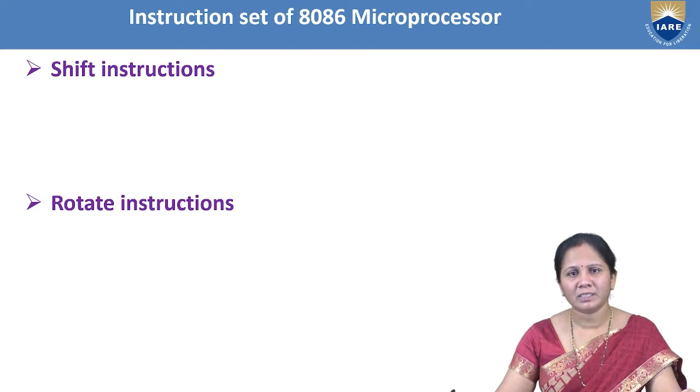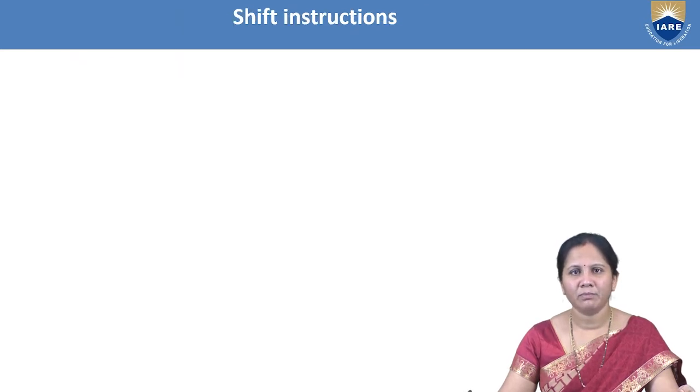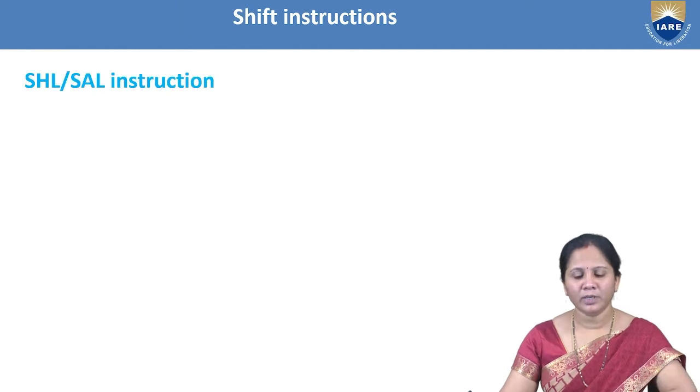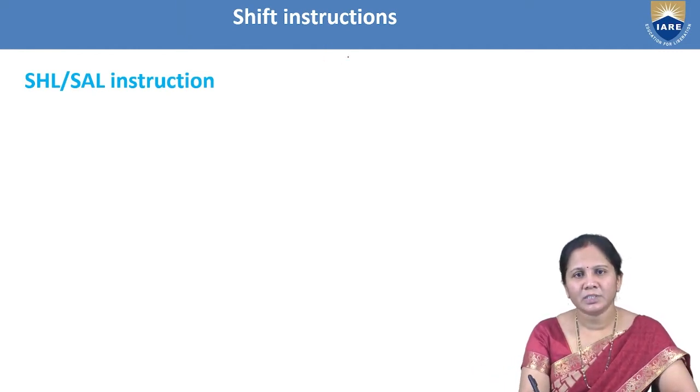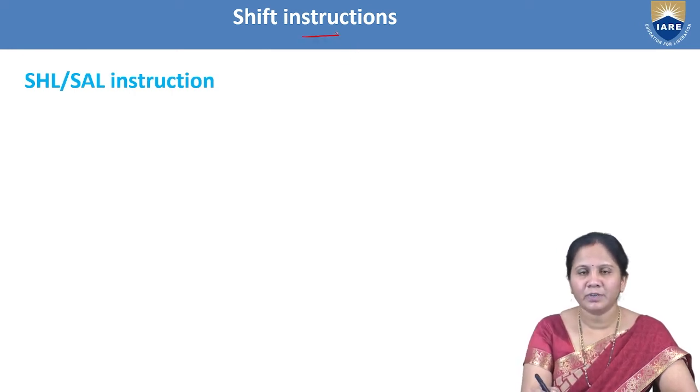And coming to the rotate instructions, by using these instructions, we can rotate the content. The content may be either byte size or word size. The data can be rotated by including carry or excluding carry. We have instructions like rotate right, rotate left, rotate right with carry, and rotate left with carry. All these instructions come under rotate instructions. The rotation will be possible only by one bit at a time. Let us discuss the shift and rotate instructions in detail.